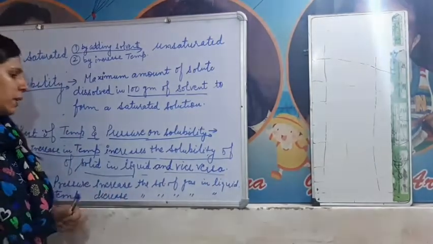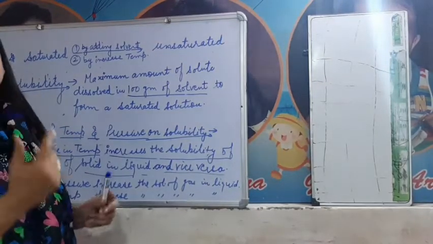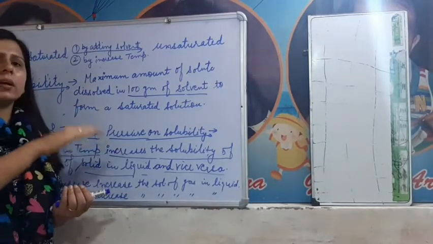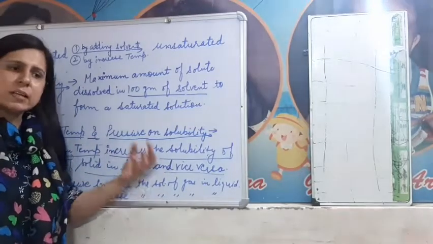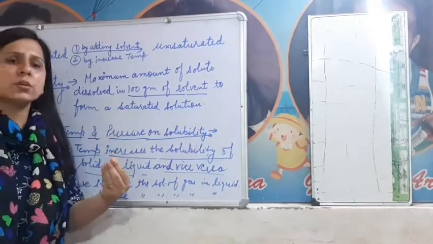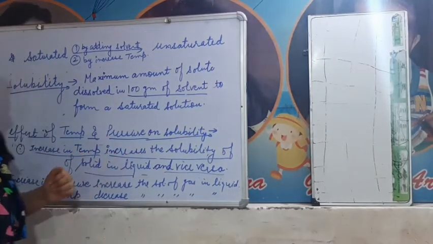You might have seen there is a cap on the top of the bottle of any soda drink, any soda water. It means there is pressure acting upon that water. If you release it, then the pressure decreases and the CO2 which is dissolved in that water will escape out.